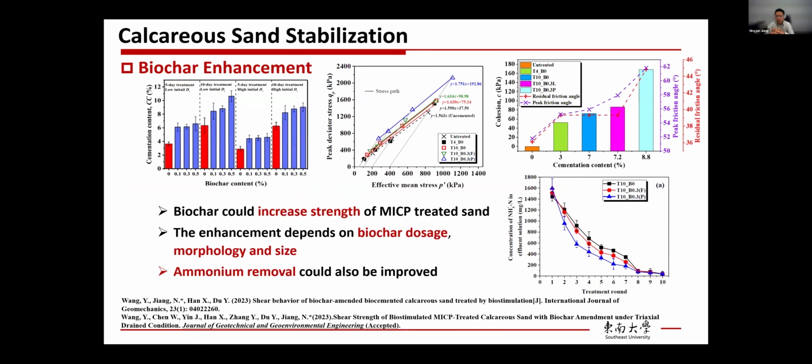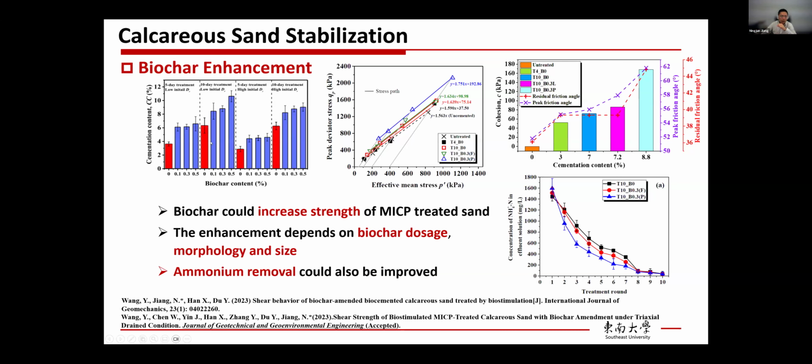Okay, so to this point, we have already demonstrated that biostimulated MICP treatment could improve the strength of calcareous sand. Then we thought about more: can we further increase the strength while also addressing the ammonia problem? Because as we know, ammonium is the byproduct of the MICP reaction, and unfortunately, most researchers don't focus on this aspect. So here we thought about it: improve strength, reduce ammonia. Then my PhD student thought about using biochar for this function.